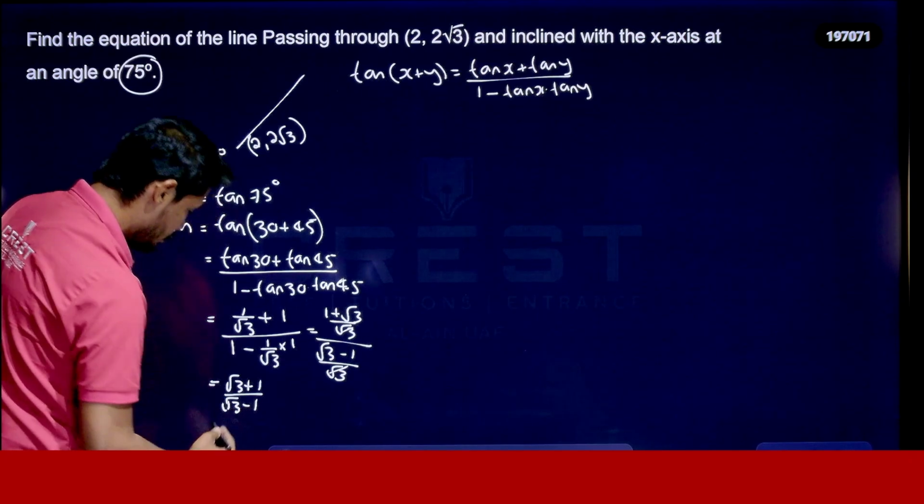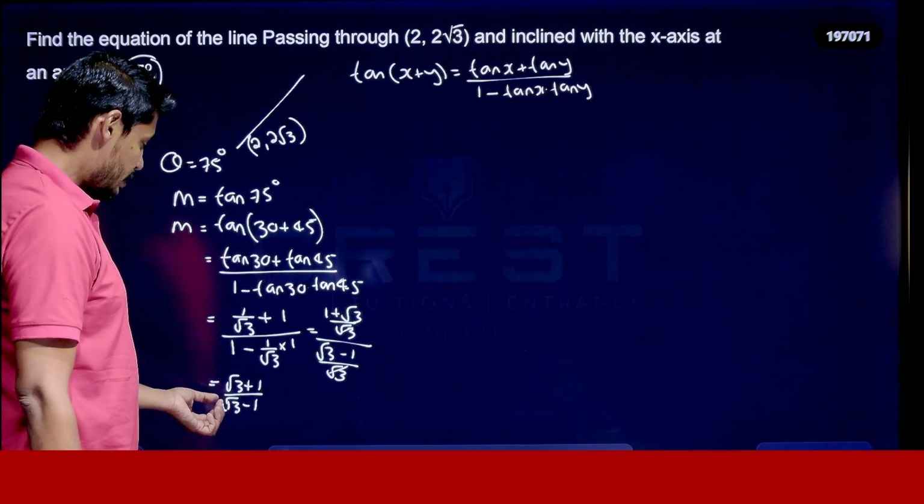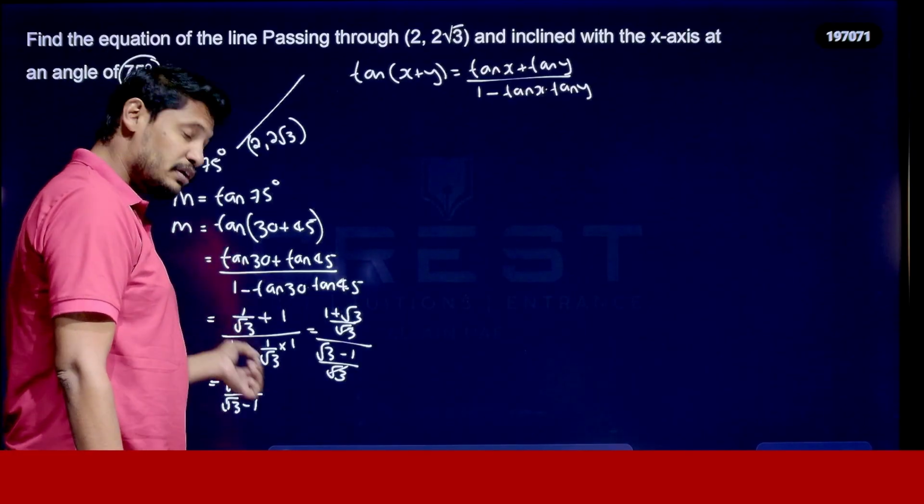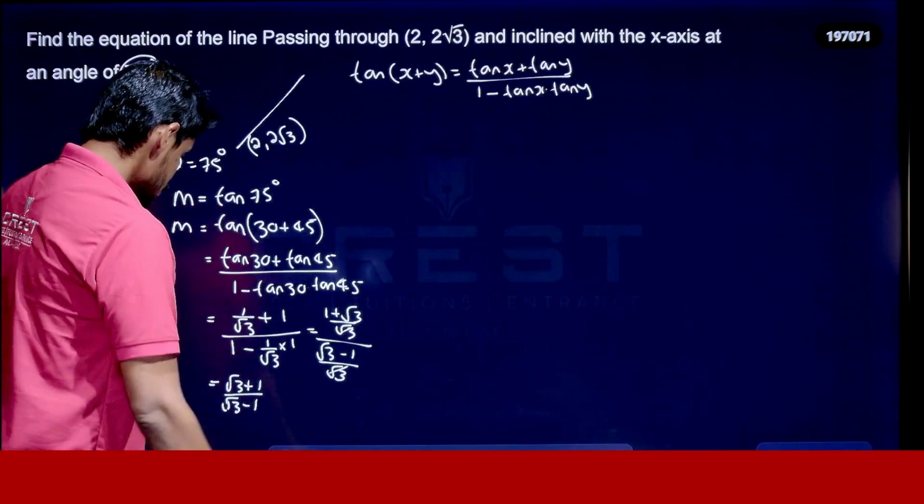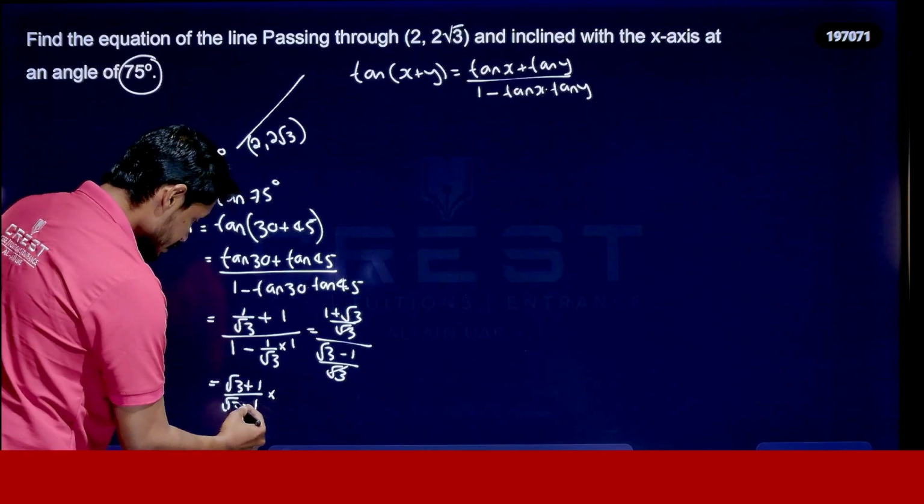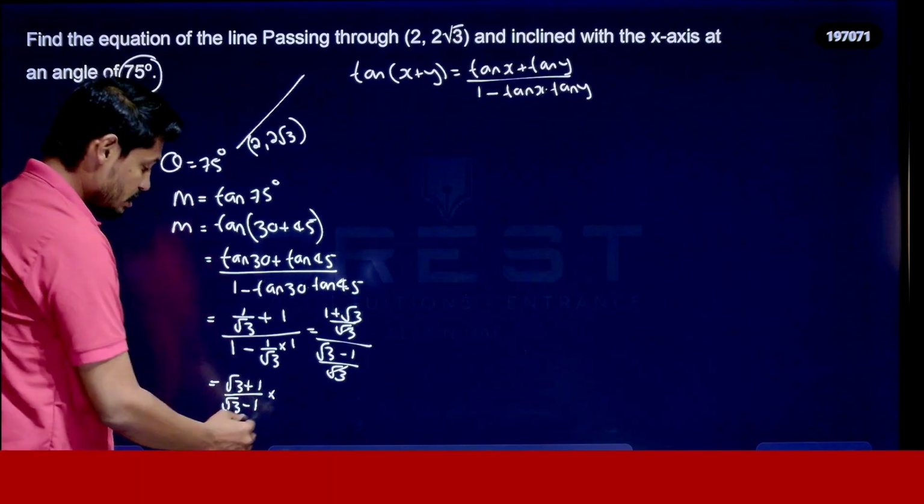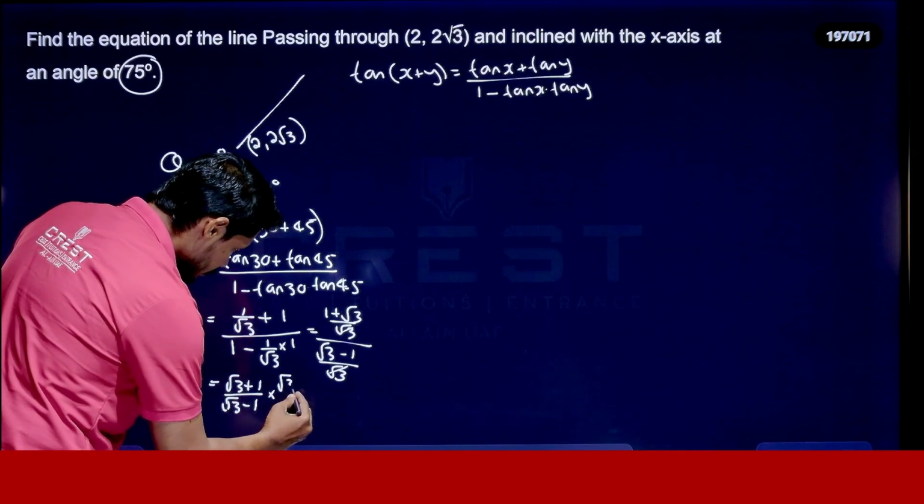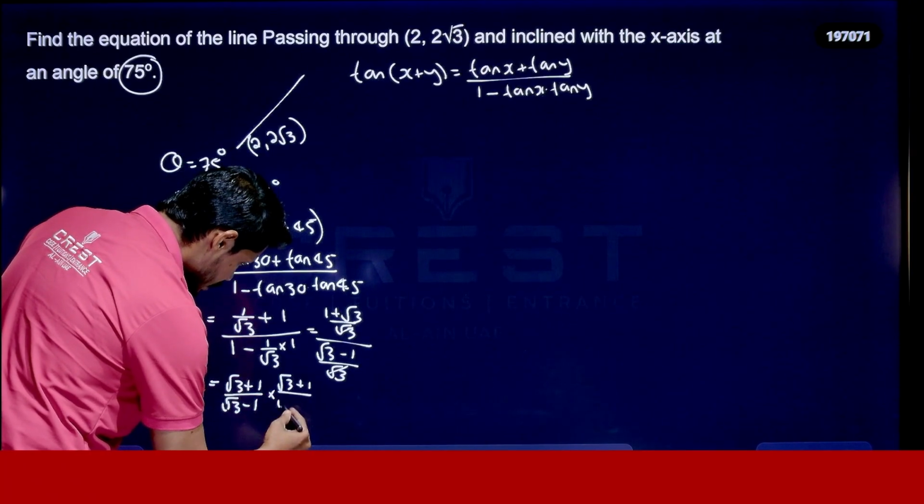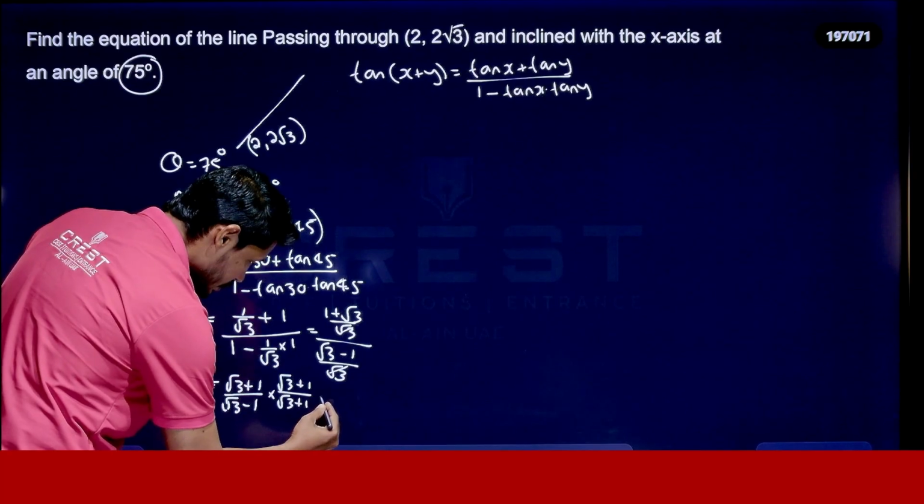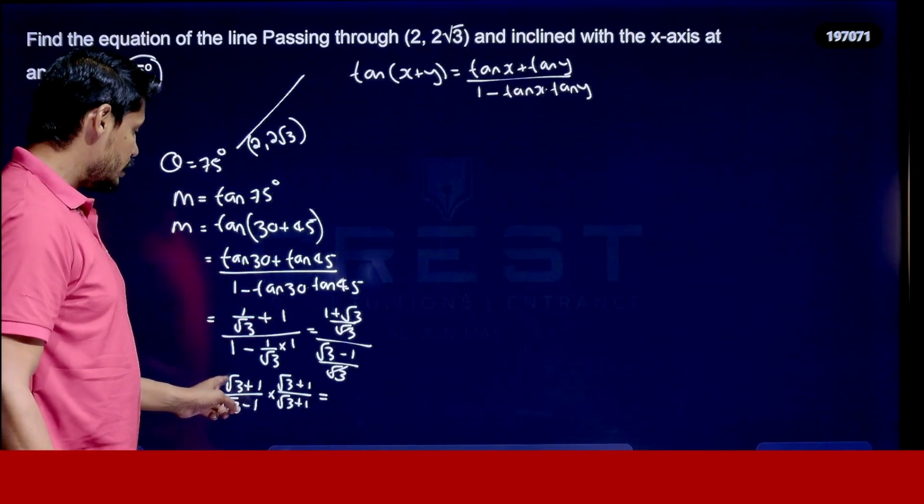This is your slope. Now we can again make it into a simpler form by rationalizing. So how can you rationalize it? In the denominator we have root 3 minus 1. So to rationalize, you have to multiply by root 3 plus 1 in the numerator, and write root 3 plus 1 in the denominator. Then the numerator will be root 3 plus 1 whole square.